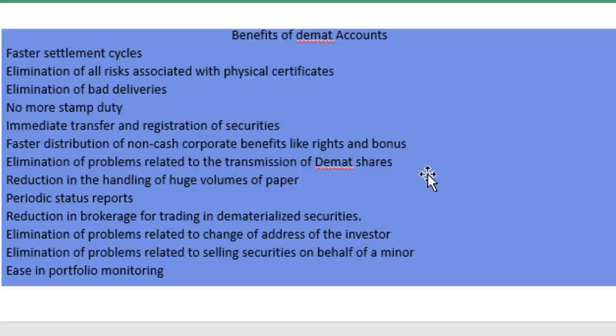Then the benefits of the Demat account include a faster settlement cycle and elimination of all risk associated with physical certificates, which may be lost, replaced or misplaced. This can be avoided. Other benefits are elimination of bad deliveries, no stamp duty, immediate transfer and registration of securities, and faster distribution of non-cash corporate benefits like rights and bonus shares. Also, elimination of problems related to the transmission of Demat shares, reduction in the handling of huge volumes of paper, periodic status reports, reduction in brokerage for trading in dematerialized securities, elimination of problems related to change of address of investors, and elimination of problems related to selling securities on behalf of minors, along with portfolio monitoring.